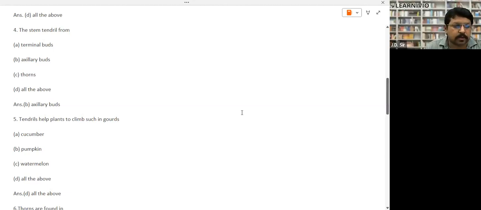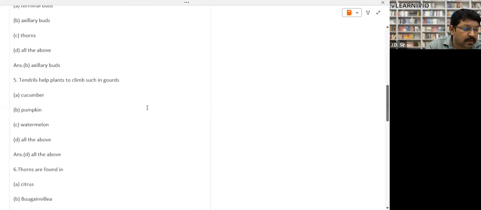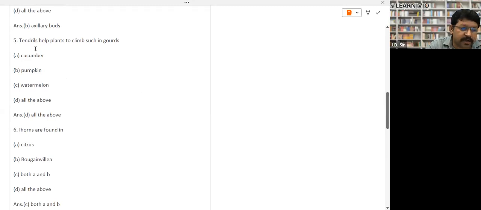I have already explained this. Axillary buds arise at the axil of a branch or leaf, and they give rise to bud, flower, or fruit. Tendrils help the plant to climb, as in gourds, cucumber, pumpkin, and watermelon.